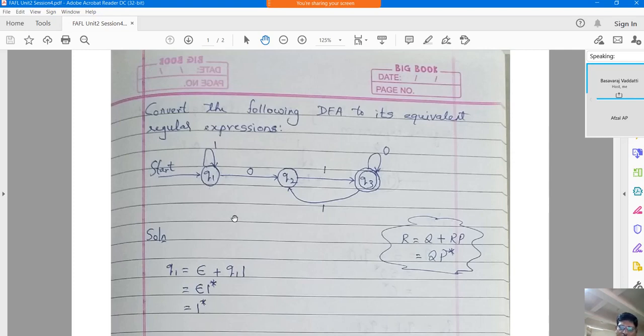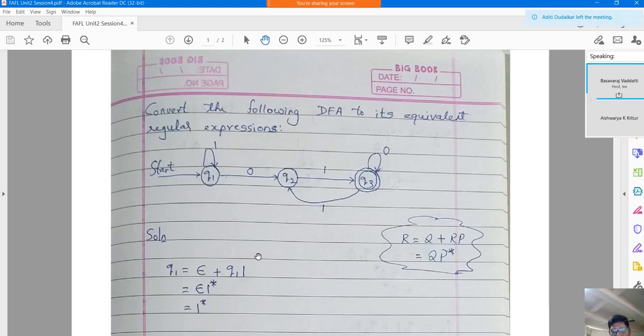From Q1 on input symbol 1, it goes to Q1. That is the regular expression corresponding to Q1. Why epsilon? Because this Q1 is a start state. Now, the expression we got here is Q1 equal to epsilon plus Q1 1.